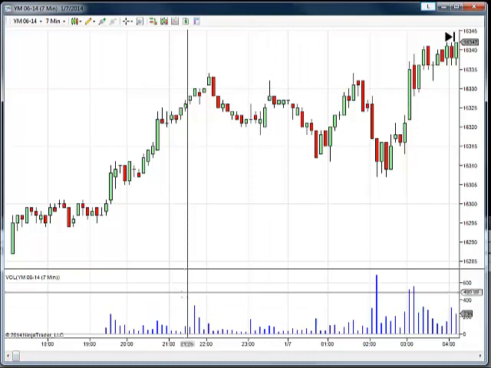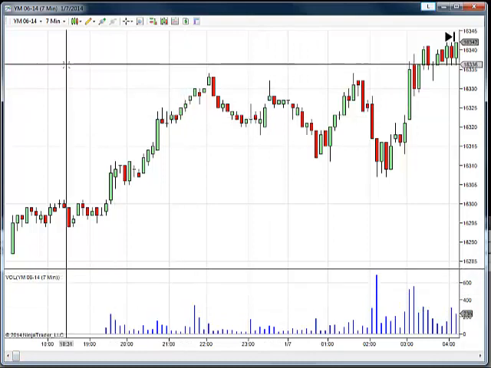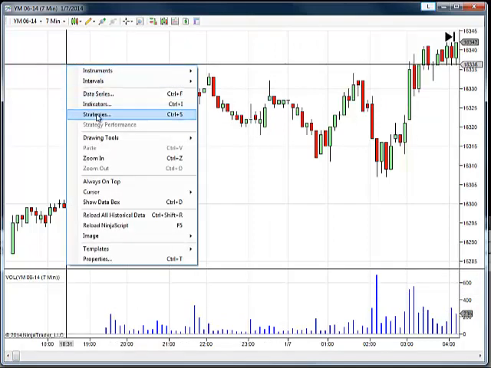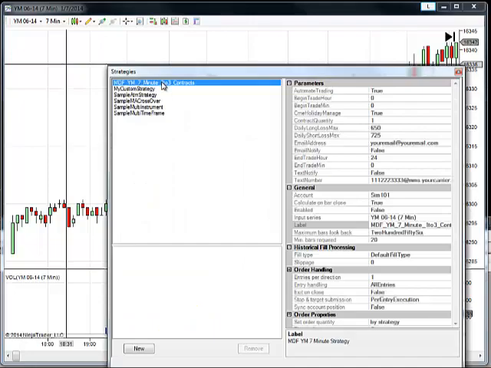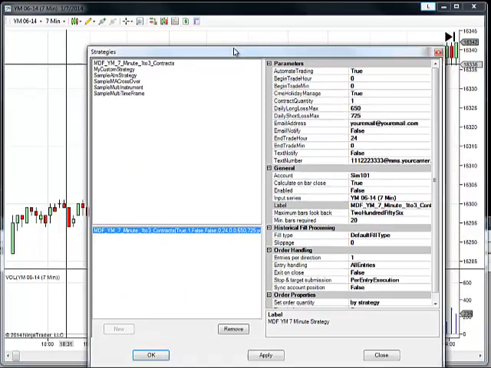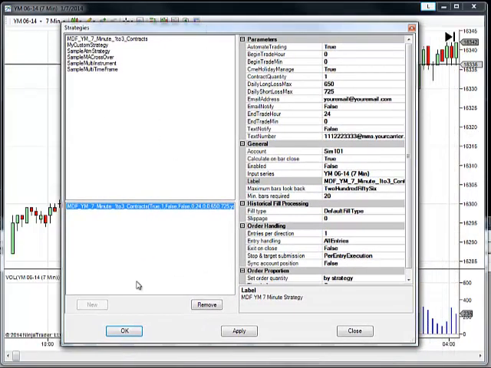So to apply our strategy to the chart, you right click on the screen and select strategies and double click the one that you want. And in this case, this is our strategy, MDF YM 7-minute 1 to 3 contracts.